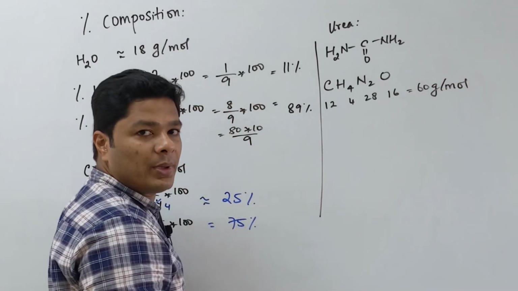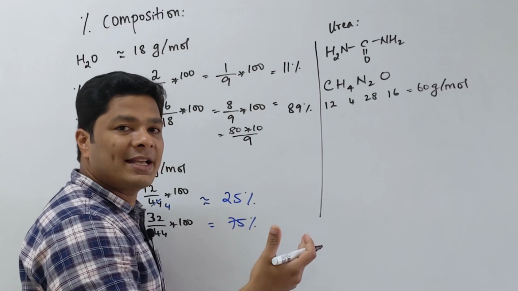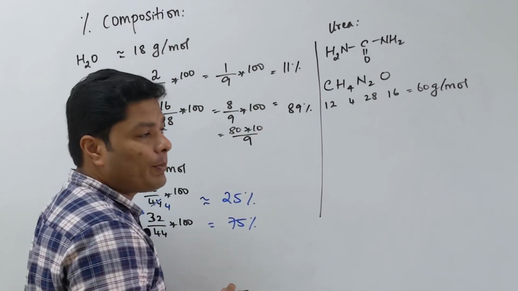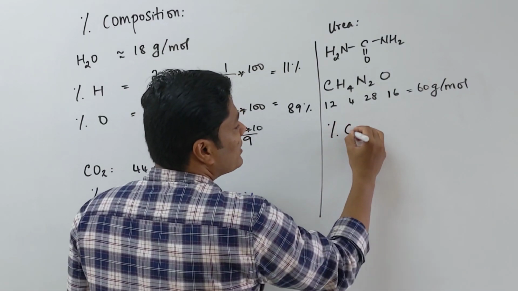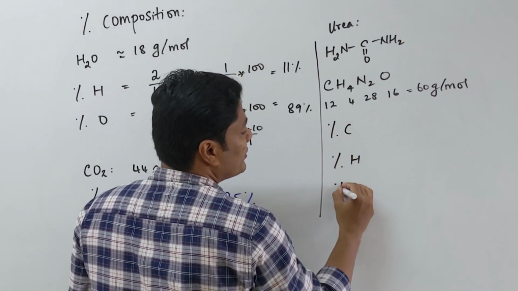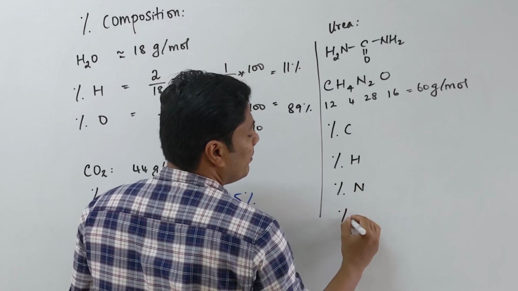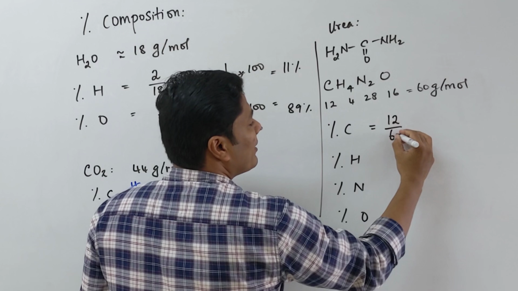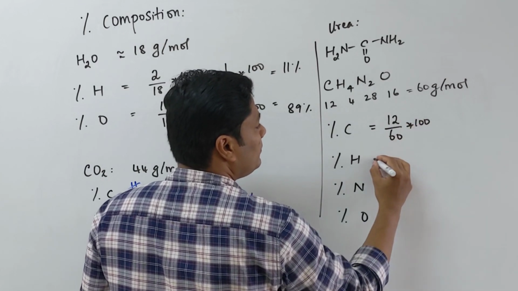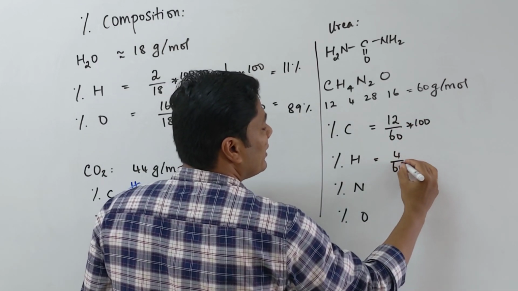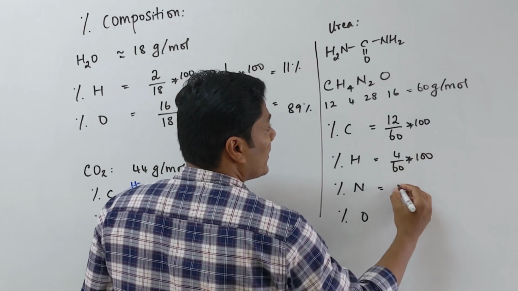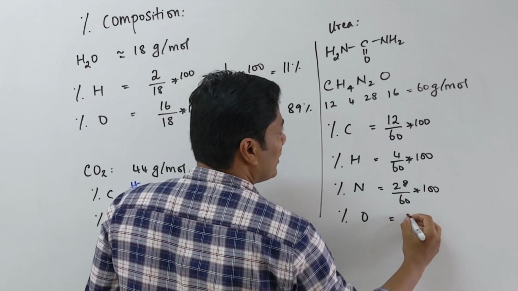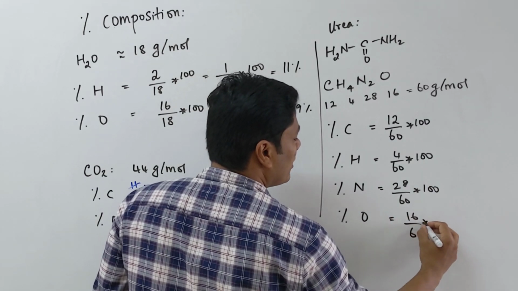Urea, you have to remember. It's a recurring example. Urea, acetic acid, solutions chapter la varum, osmotic pressure. So you want to remember that 60 gram per mole. Now we can do percent carbon, percent hydrogen, percent nitrogen, percent oxygen. So carbon is 12 grams out of the 60 grams times 100. So this is 4 by 60 times 100, 28 by 60 times 100, last 16 by 60 times 100.